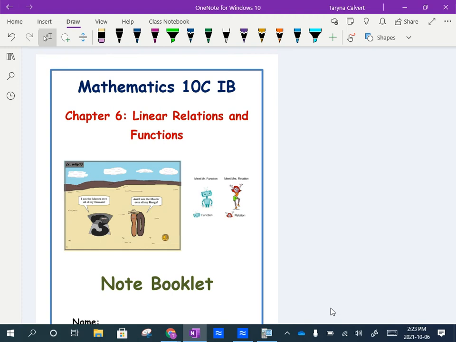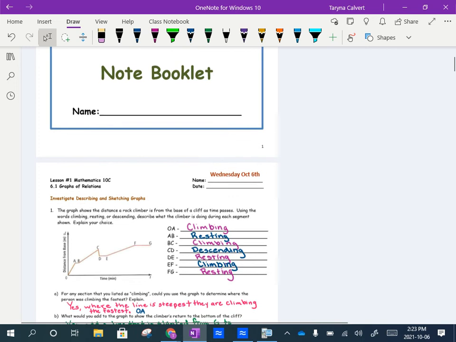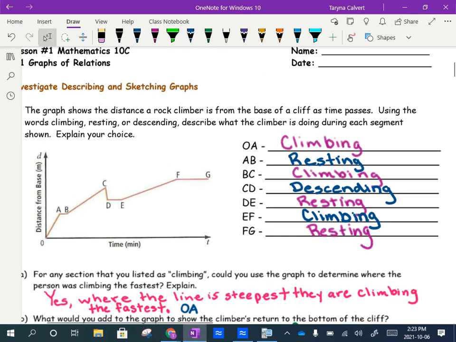Okay. So with the first one, did you guys have any problems? Because it told you the words to use. Do you guys agree with what I did? Climbing, resting, climbing, descending, resting, climbing, resting. Is that what you guys wrote as well? Right, was it easy to tell which word to use in each spot?